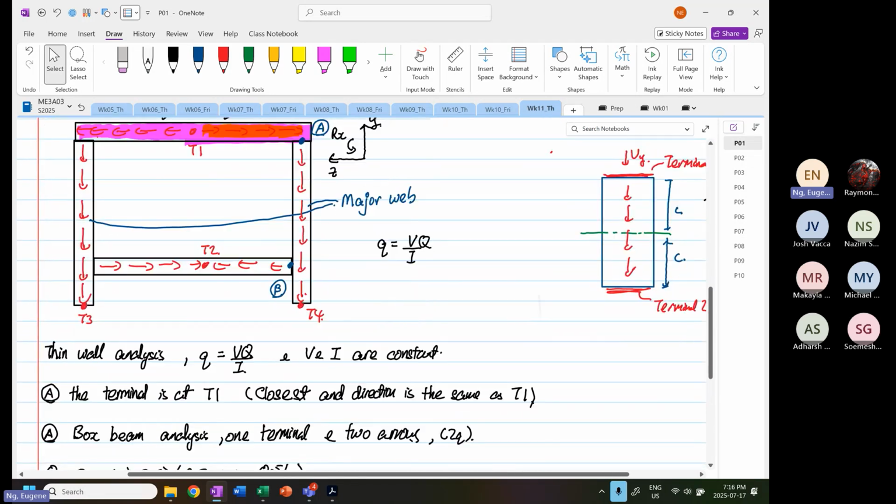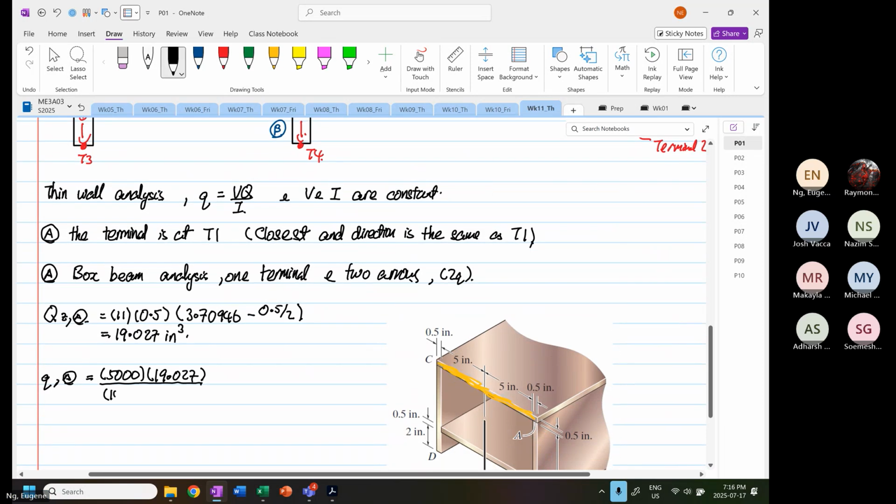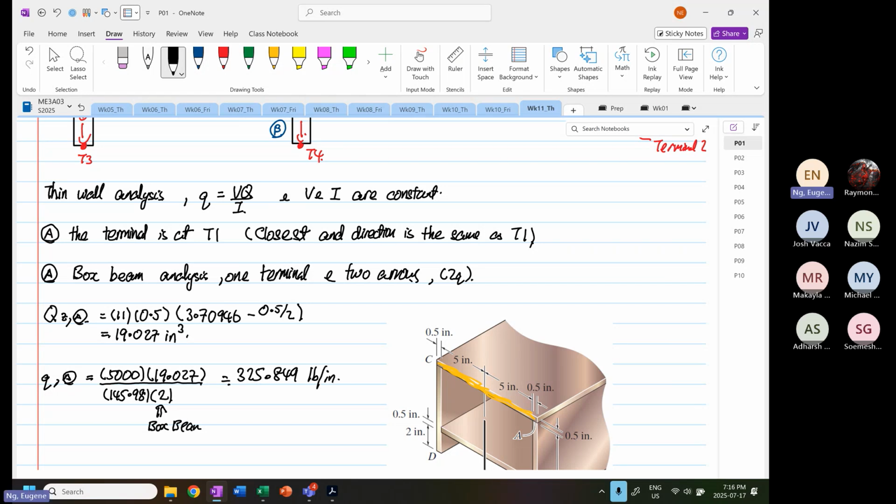I, which is equal to the I value I wrote, 145.98, and 2 because of what? Box B. Okay, so this will be equal to 5,000 multiplied by 19.027, divided by 145.98, divided by 2. So it's equal to 325.849, and this is pound per inch. Okay, point A is straightforward.